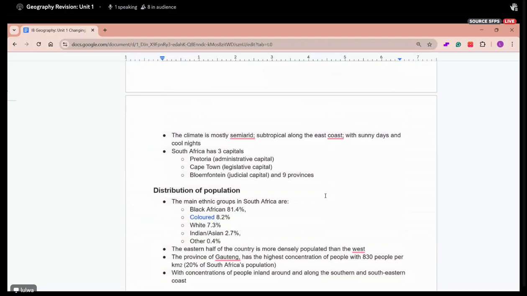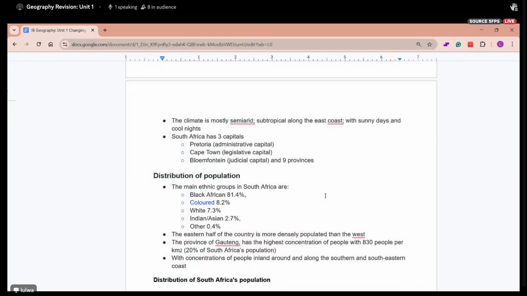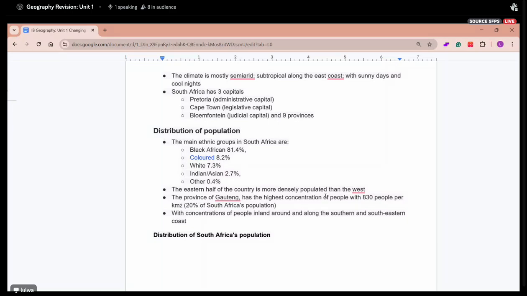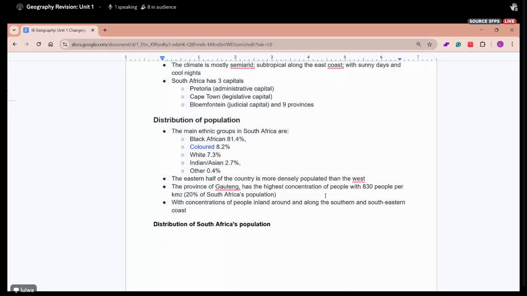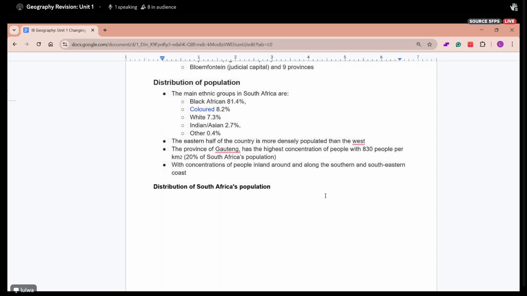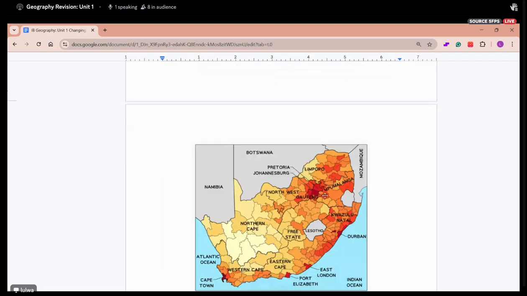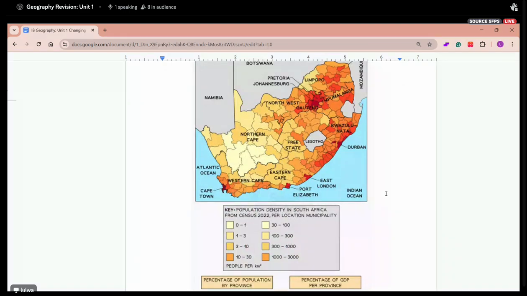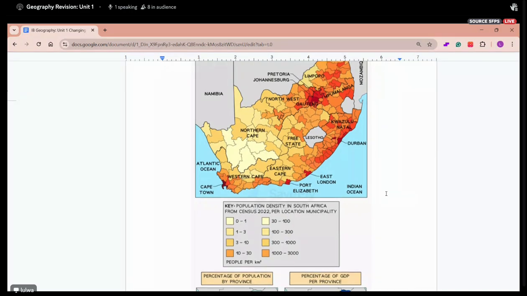South Africa has 3 capitals: Pretoria, Cape Town, and Bloemfontein. I don't know if I pronounced that correctly. And then there's a lot of ethnic distribution. The eastern half is more densely populated than the west. And here is a map of the distribution of South Africa's population. So again, as you can see, it is mostly densely populated around the coastline.